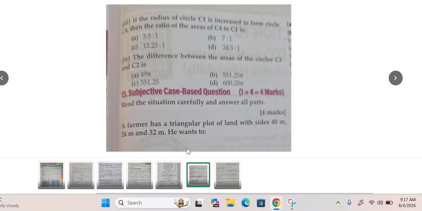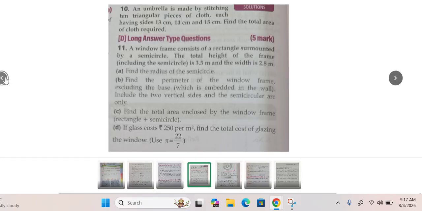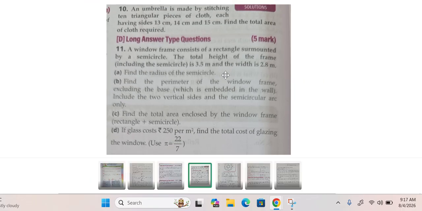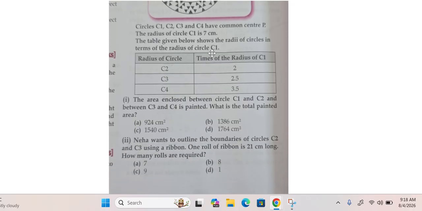Ma'am, can you go back to the page before? Ma'am, not this one, this circle one. Which one? Ma'am, not the 11th one. I think it just skipped. Okay, ma'am, you can change the page.